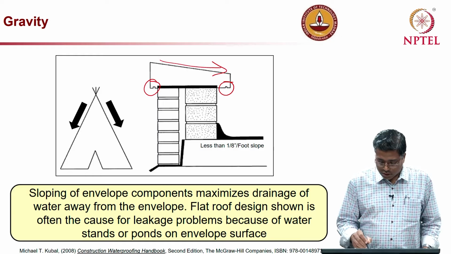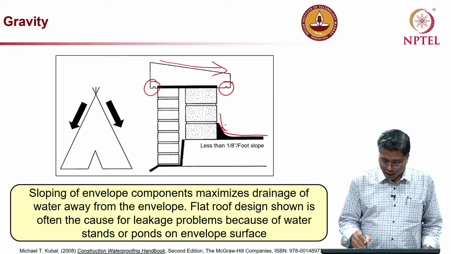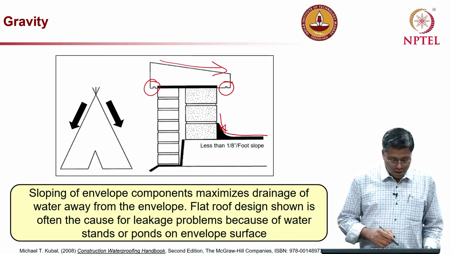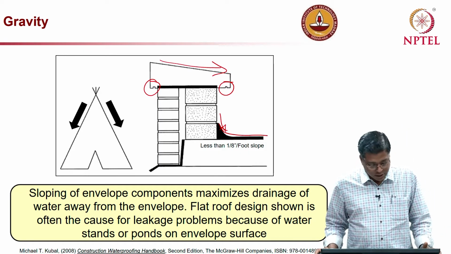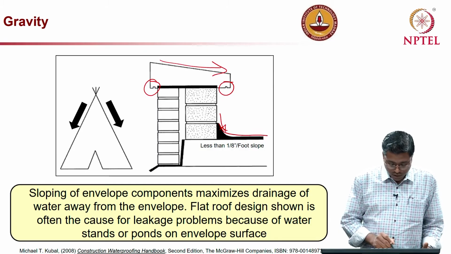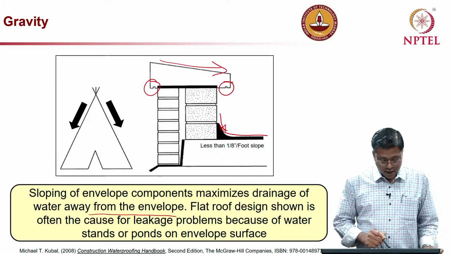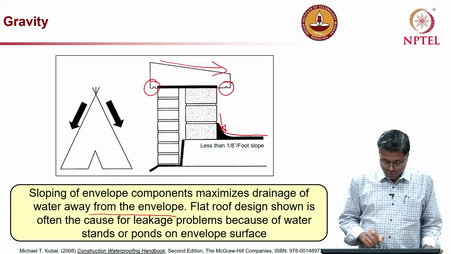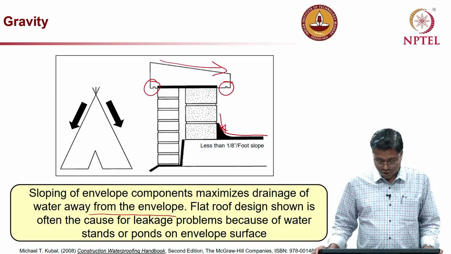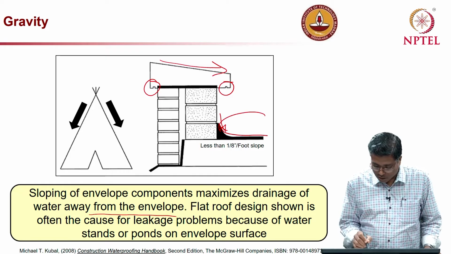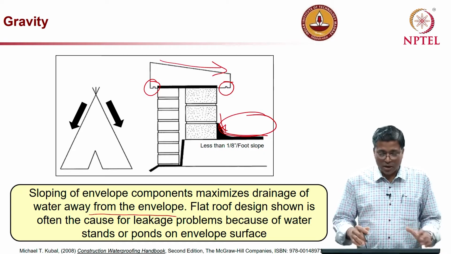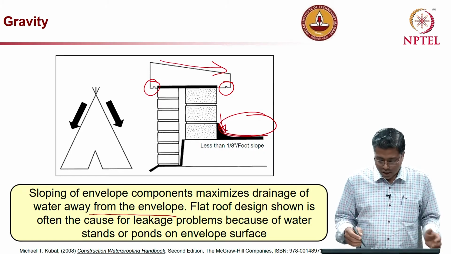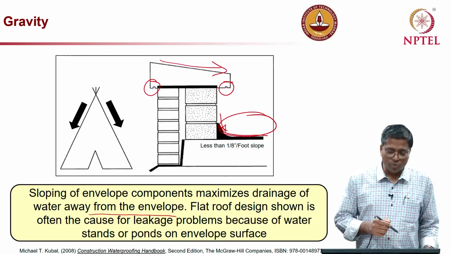And also here you can see when water is there, we want to drive out the water as early as possible. So, in the downward direction we have to let it flow. Now, sloping of envelope components maximizes the drainage of water away from the envelope, and the flat roof design shown is often the cause for leakage problems because water stands or ponds on the envelope. So, this is the portion that we were talking about, the flat roof. If the slope is not enough, then water will stay there, and eventually it will get into the roof elements and all that.